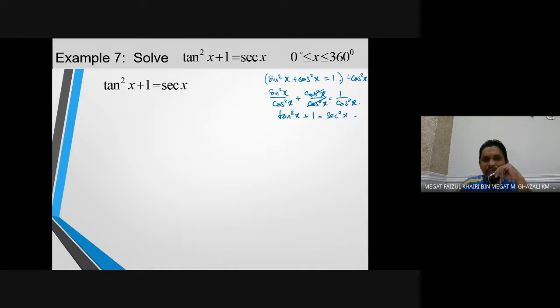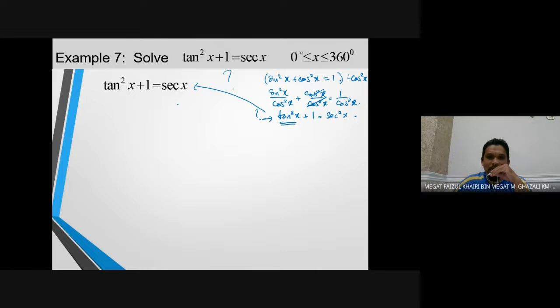So guys, girls, do you have any idea why I come up with these identities? Class, can you guess why I suddenly come up with these identities? Tangent square plus 1 equal to secant square x. What has it got to do with the equation here? Can anyone guess? Hello? No one? Hello, anybody home?